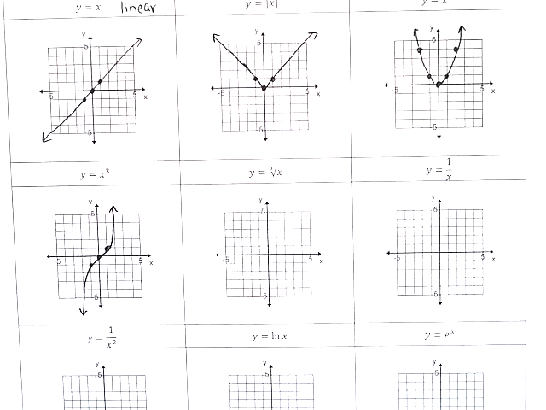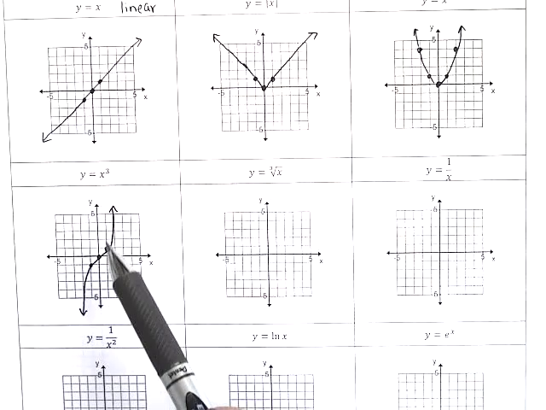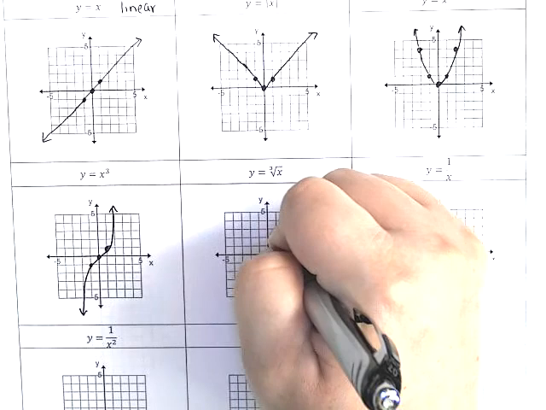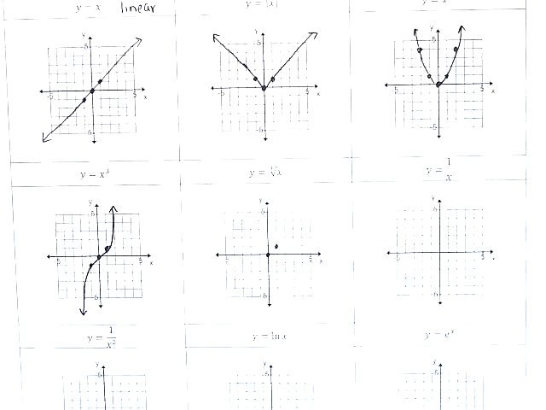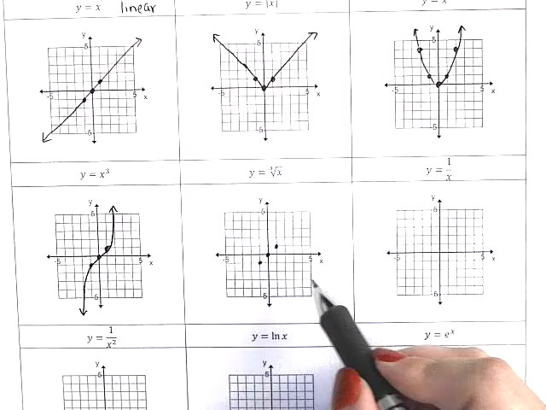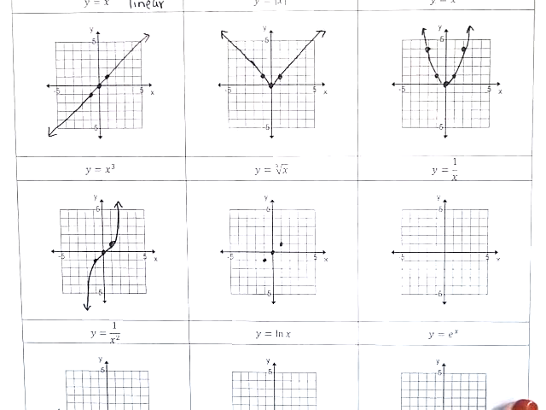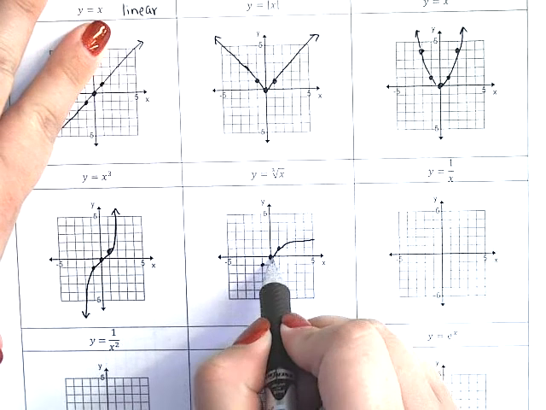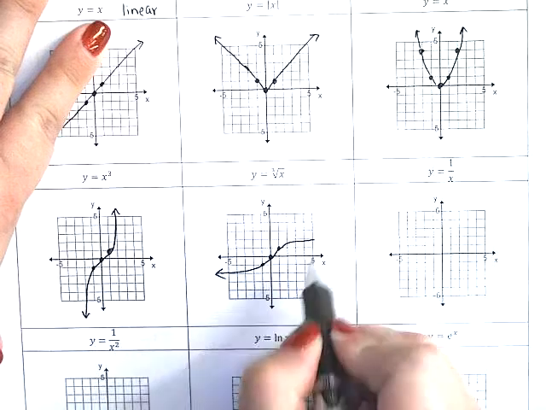Y equals the cube root of x is really just x cubed, but on its side. So we have 0, 0, 1, 1, -1, -1. But now instead of going off, this one is going to come down and around like that.